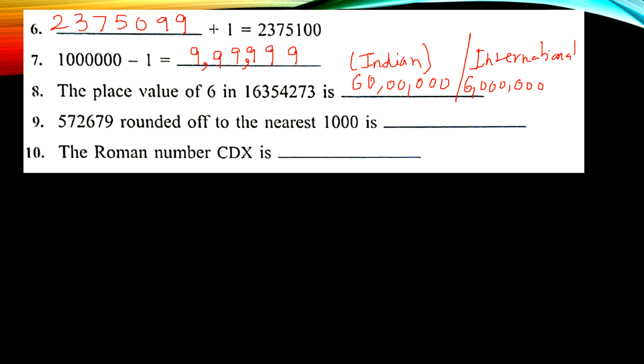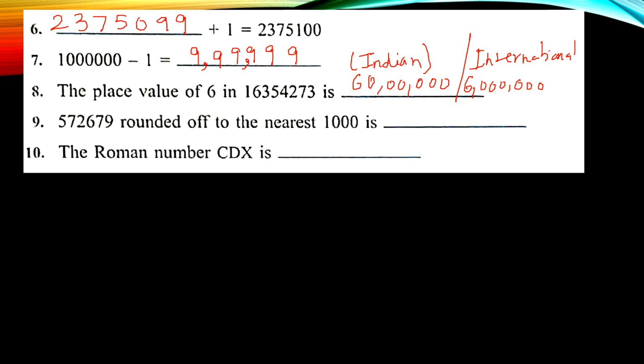The question is: 572679 rounded up to the nearest 1000 is. If you can check out the video on rounding off in my previous videos, there I have clearly mentioned how you have to round off the numbers. I have told you the whole process. You can go through the video and do accordingly. So here I will directly go to the question.